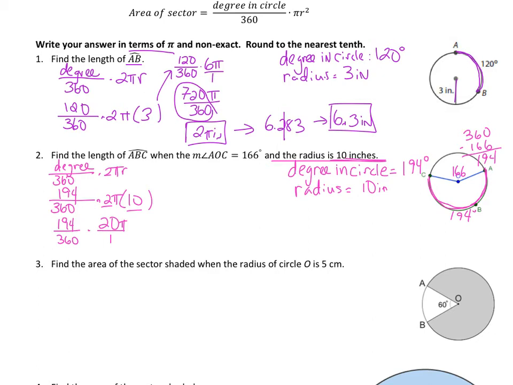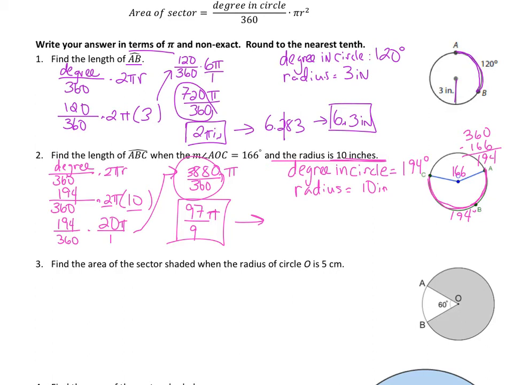When we multiply 194 times 20, that gives us 3,880 pi over 360, and now remember, we can reduce this part of it. You can do it in your calculator as well, but when we reduce it, we get 97 over 9, and then our answer would be in terms of pi. So 97 pi over 9.